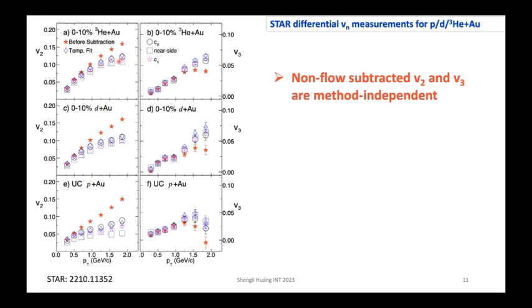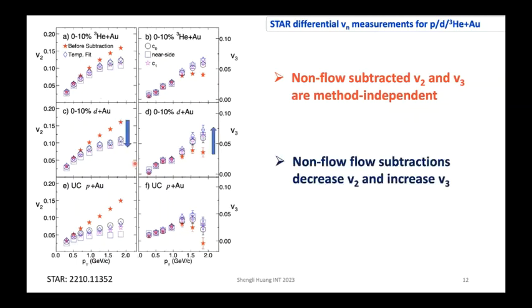First, you can see the four methods give pretty similar results, except that p-Au has a little bit of spread due to the non-flow uncertainty, but we take this difference as a systematic uncertainty. And you can compare with the results before the subtraction. You can see the non-flow gave a positive contribution to v2, so after subtraction the results become lower. But the non-flow gave a negative contribution to v3, so the subtracted v3 is larger compared with the v3 without the subtraction. That is also what we expected.